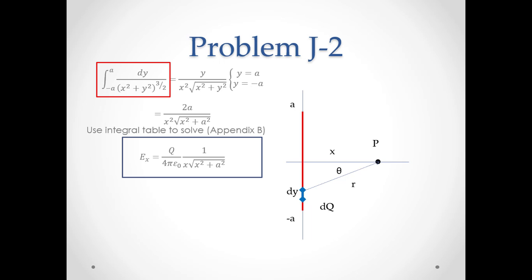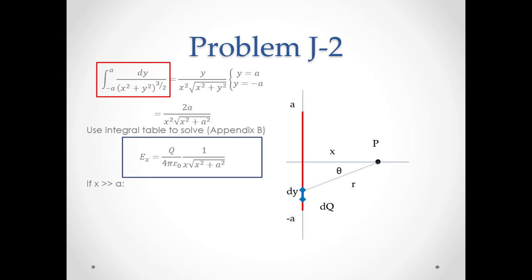And what happens when you actually work out all the math and all the algebra is you get this function here: Q over 4 pi epsilon naught times 1 over x times the square root of x squared plus a squared. And that is the electric field at point P in the x direction.